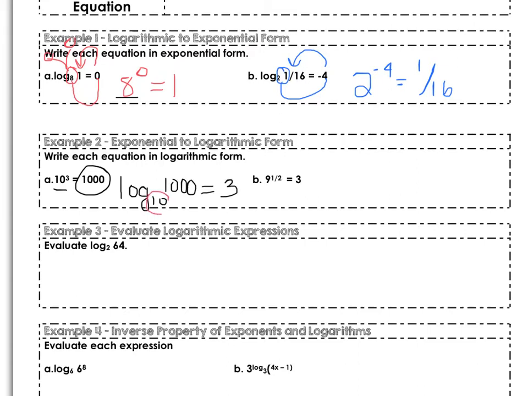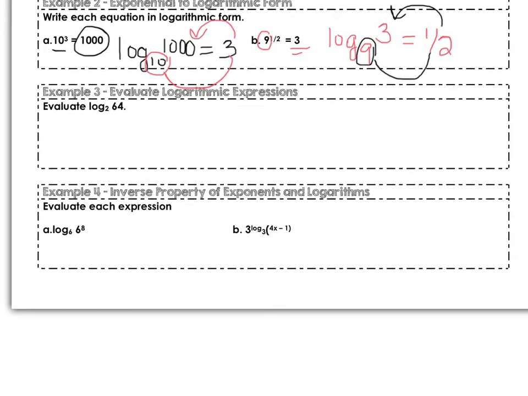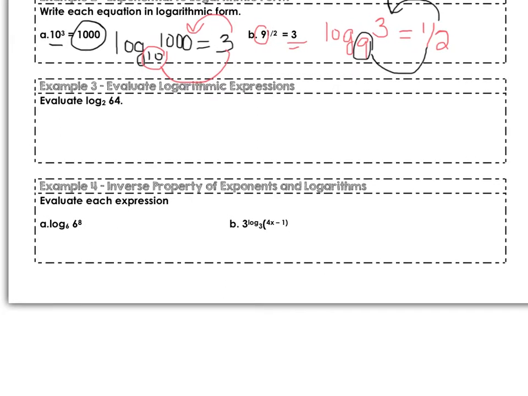Let's snail it out just to see if it worked. 10 to the third equals 1,000. Ta-da! How about this one? Log base 9. So log base 9, the exponent is going to be what it's set equal to, and whatever the exponential is equal to is on the inside of my logarithm. So let's check to see if it worked. 9 to the power of 1/2 is 3. Very good.